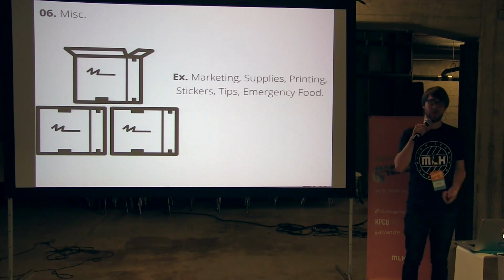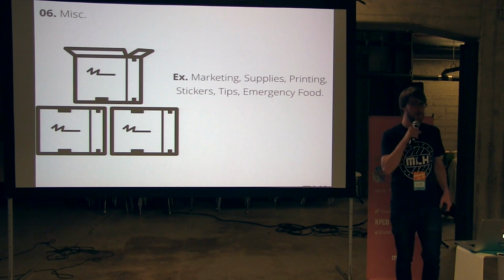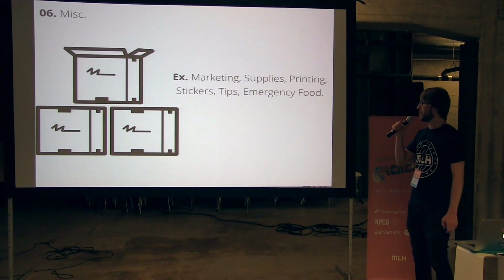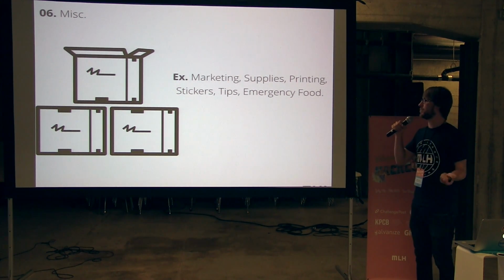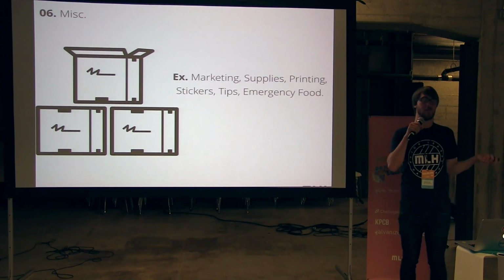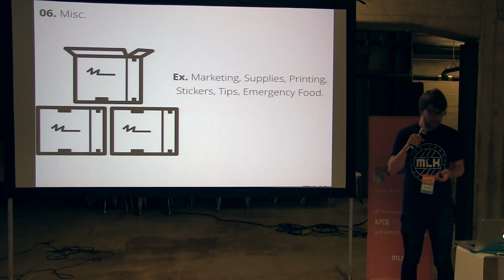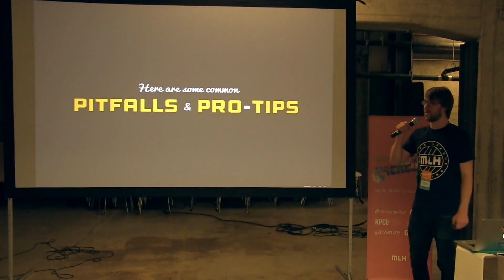Printing, if you need to print waivers or signs, things like that, can be pretty cheap or pretty expensive depending on how you do it. Again, always go through your school. It's going to be a lot cheaper. Stickers are pretty cheap. Tips for drivers, you can assume a couple hundred dollars as well. And emergency food, if you run out of food during the event, you want to be able to pay for food, so budget for a little bit of extra pizza maybe. So those are the basics of budgeting.